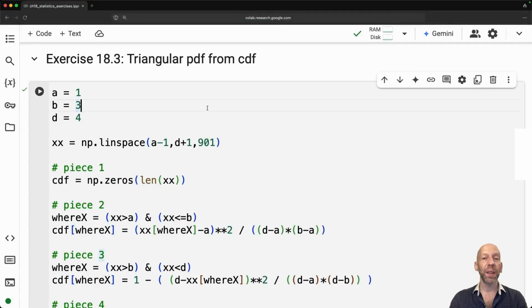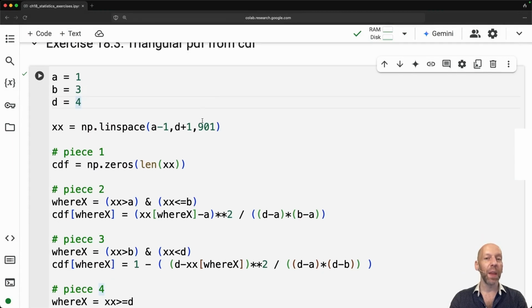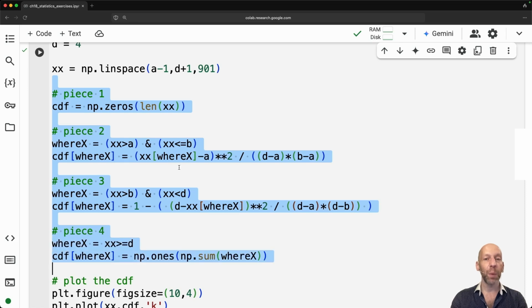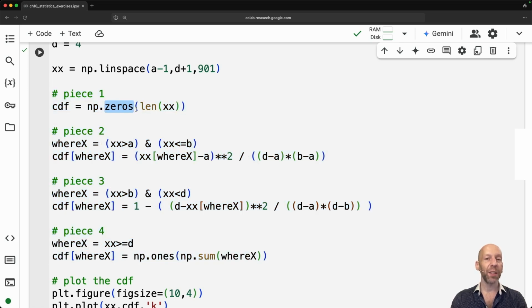Here I'm specifying the 3 parameters of the triangular distribution, A, B, and D. Here I'm specifying the x-axis values. You can see I go from a little bit less than A to a little bit greater than D. And here is the code where I define each of these 4 pieces. So the first piece actually just initializes the entire CDF, and then I'm going to overwrite other numbers on top of this. So it starts off as being all zeros.